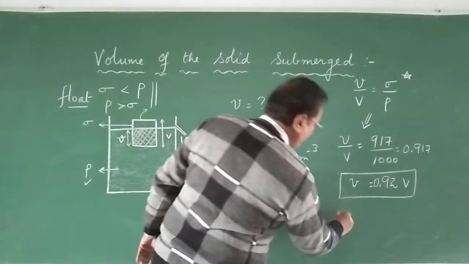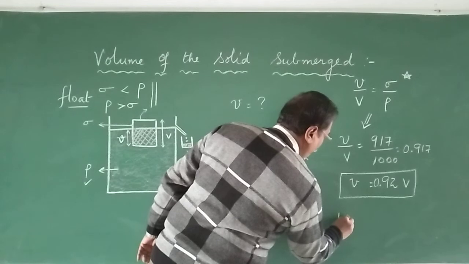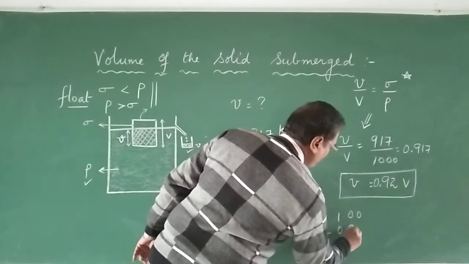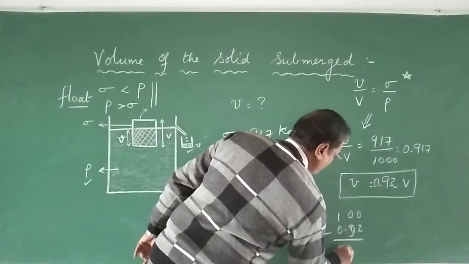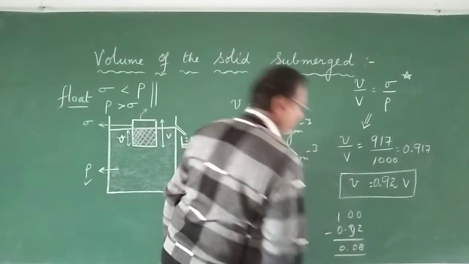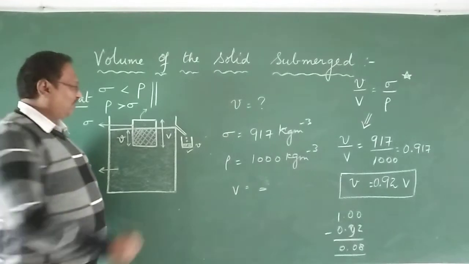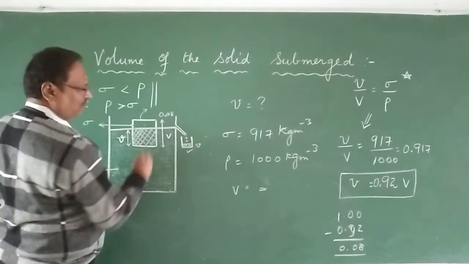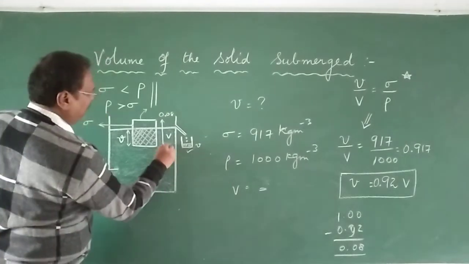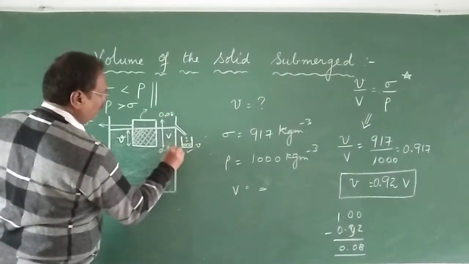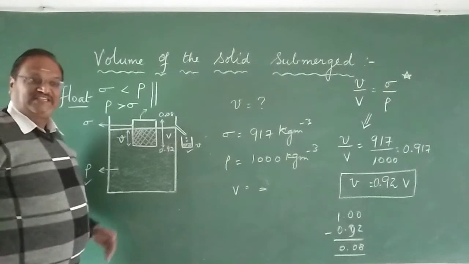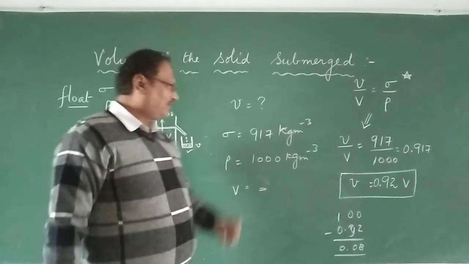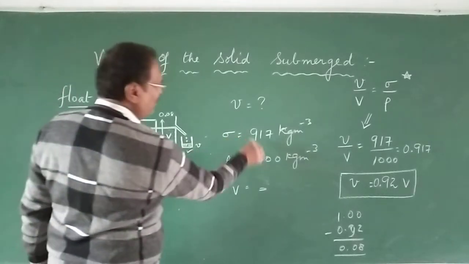You see here 1.00 minus 0.92, when you do it, 0.08 is coming. Remember, only 0.08 is above, and the majority, 0.92, is below. This is called the tip of the iceberg. You have to understand this. The densities are very close here.